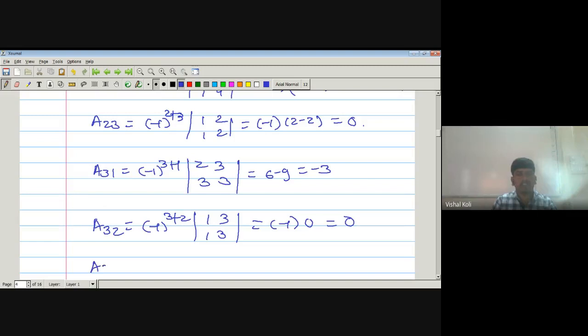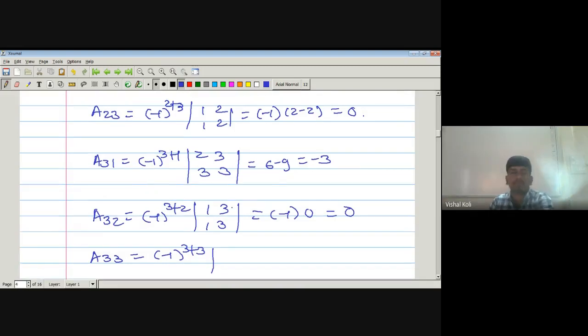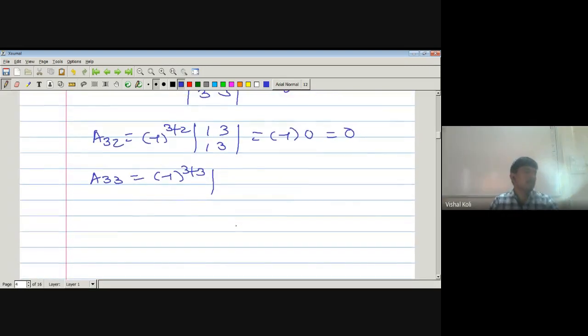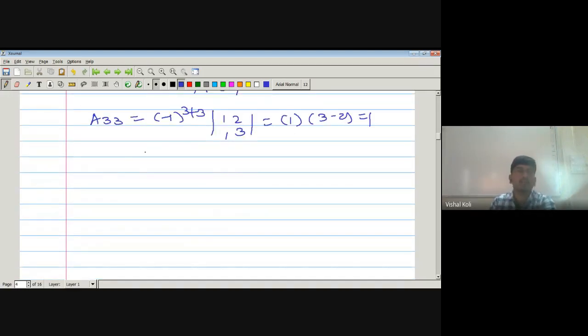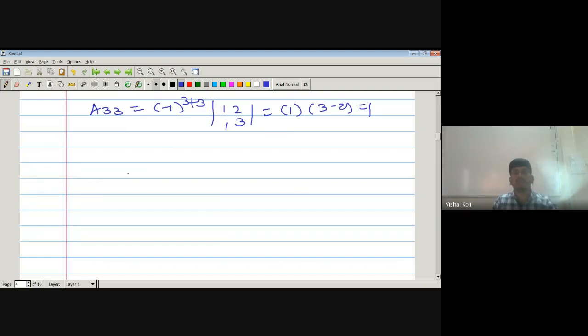Now A33, the last cofactor term, will be (-1) to the power 3+3 into |1 2; 1 3|, which is (-1) to the power 6, which is plus 1, into (3 minus 2), which is equal to 1. So here we get the cofactor of each element of the given matrix.